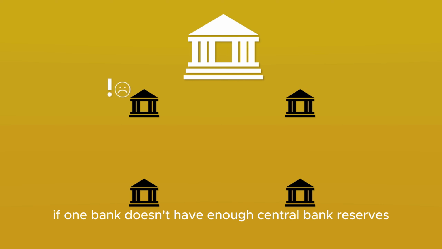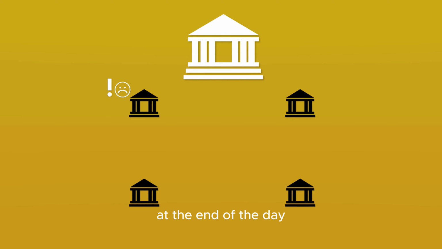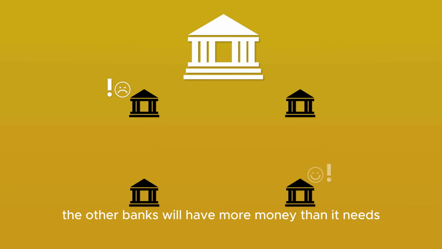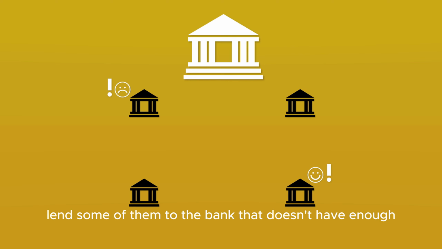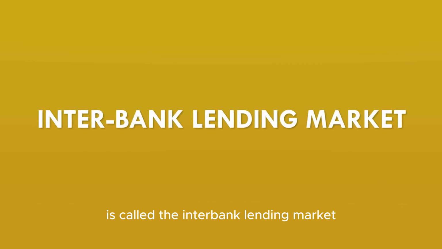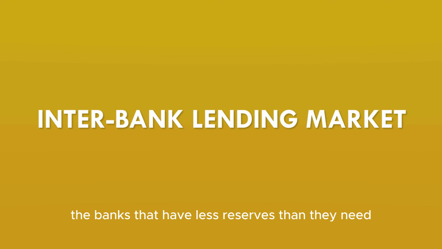What happens if one bank doesn't have enough central bank reserves at the end of the day to make its payments to other banks? Well, because it's a closed-loop system, it's mathematically certain that one of the other banks will have more money than it needs to make its payments. What happens then is that the bank that has more central bank reserves than it needs lends some of them to the bank that doesn't have enough. This lending of central bank reserves between commercial banks is called the interbank lending market. And as long as the banks that end up with more reserves than they need are happy to lend it to the banks that have less reserves than they need, then all banks will be able to make their payments and there's nothing to worry about.